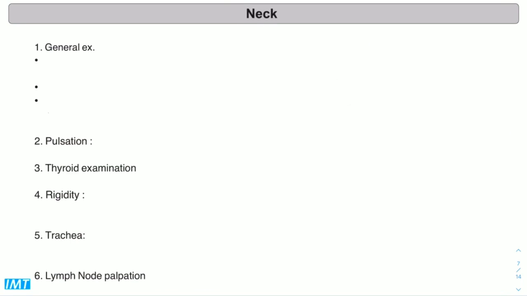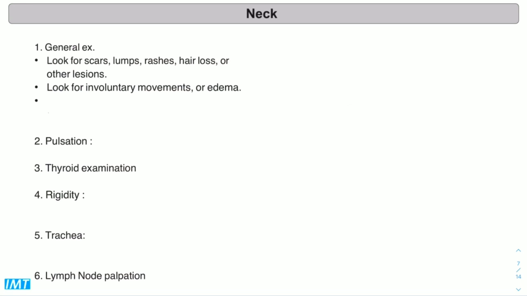Next thing to evaluate is the neck. The neck is very easy to evaluate. First evaluation point, we look for any general change, which is called general examination. First of all, we look if there are any scars, lumps, rashes, hair loss, or other lesions. Next, we look for involuntary movement or edema, palpate to identify any area of tenderness or any areas of deformities that may suggest any musculoskeletal diseases.